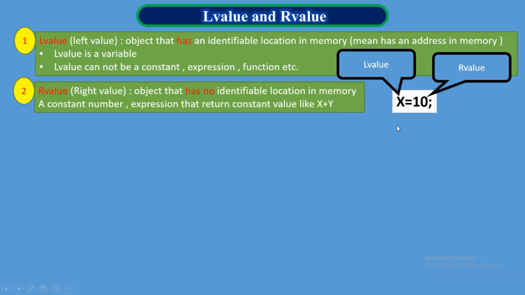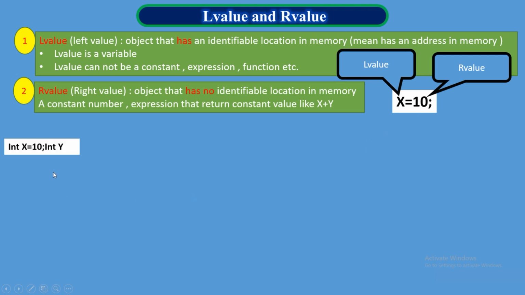For example, we have an expression x is equal to 10. Here x is an L value and 10 is an R value. On the right side we have the right value, and on the left side we have the left value. And the left value is always a variable. On the right-hand side we have expressions, numbers, and constants.